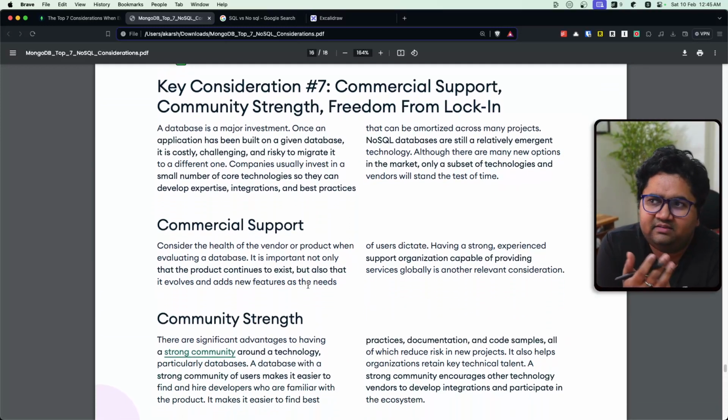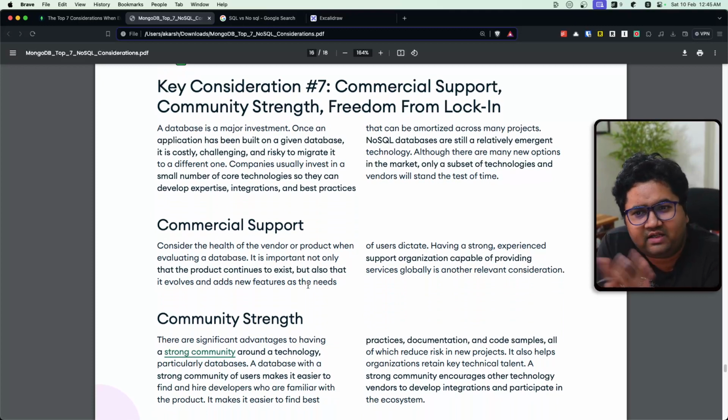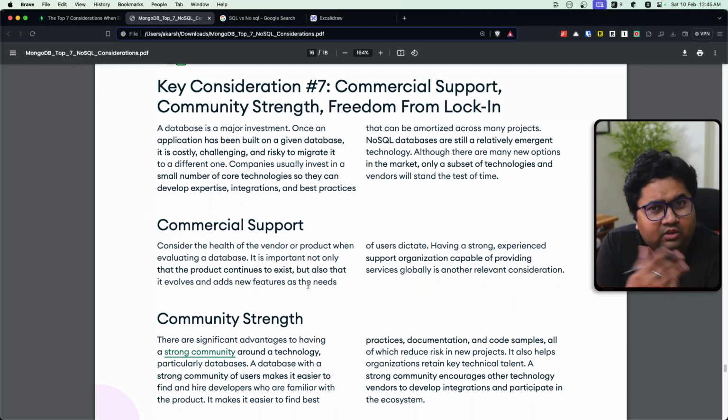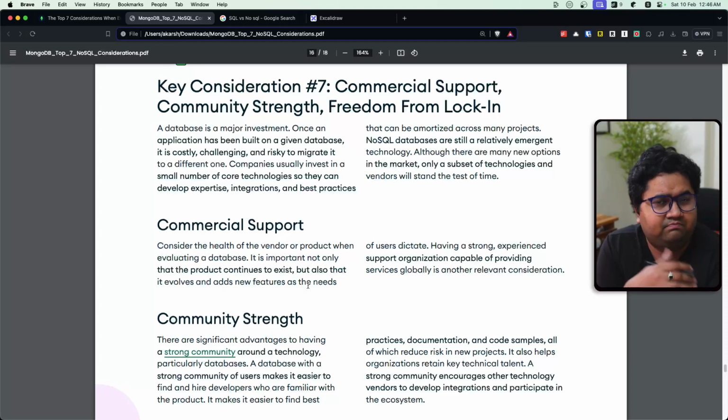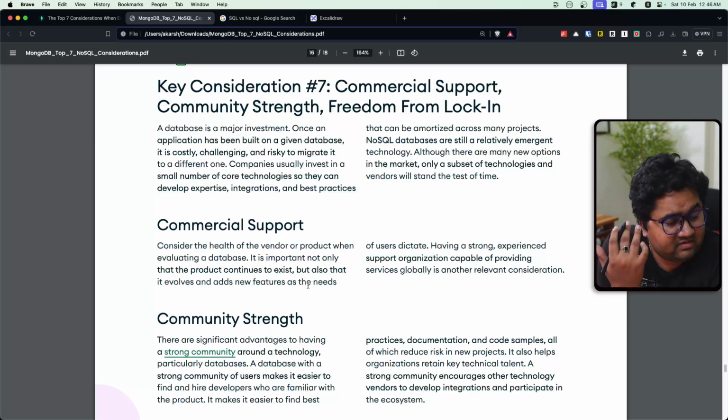I think this is true for almost every product that you evaluate, not really just databases. You should have very strong commercial support if you're choosing a paid software. There should be community backing it up, because a lot of times the answers are given faster in communities, speaking from a dev and day-to-day interaction perspective. And then you should get some degree of vendor lock-in freedom. However, that is really unlikely the case with databases.